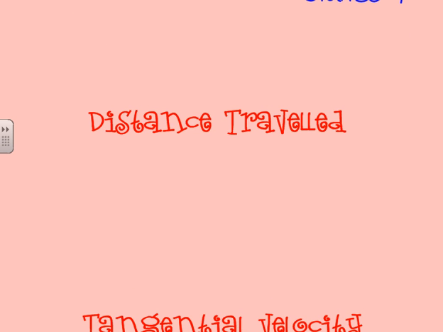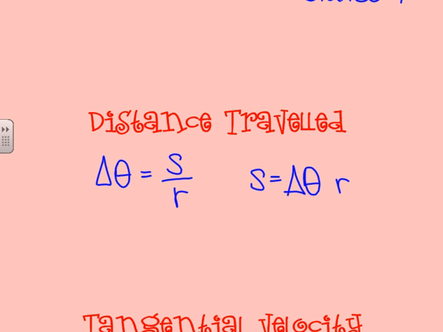Let's take a look at some of these linear quantities. We already learned something about the distance traveled. We learned that angular displacement is the distance traveled divided by the radius. Or, as you may otherwise see it, the distance traveled is the angular displacement times the radius.